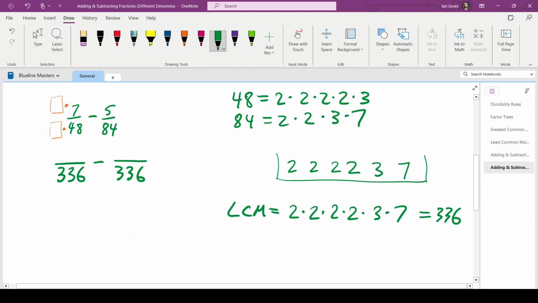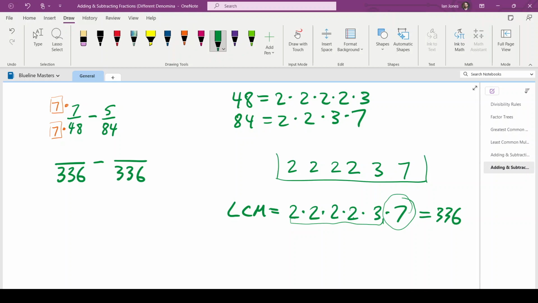So now, look at this. 2 times 2 times 2 times 2 times 3 makes 48. And all you have to do is multiply by a 7 to then get to 336. So that tells me this 48 is already my 2 times 2 times 2 times 2 times 3. I just need to multiply by 7 in the numerator and denominator to get 336.